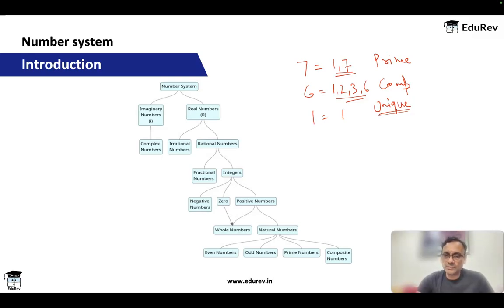All prime numbers are of the type 6n plus minus 1. But all numbers of this type may not be prime. So it is a necessary condition, but it is not a sufficient condition for a number to be prime.